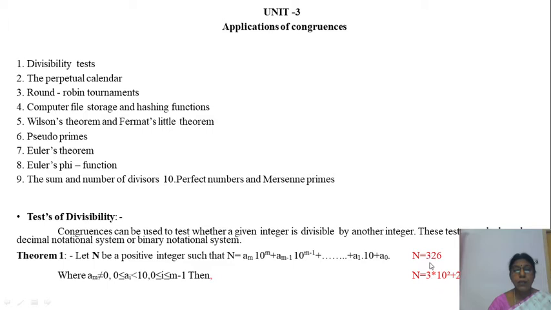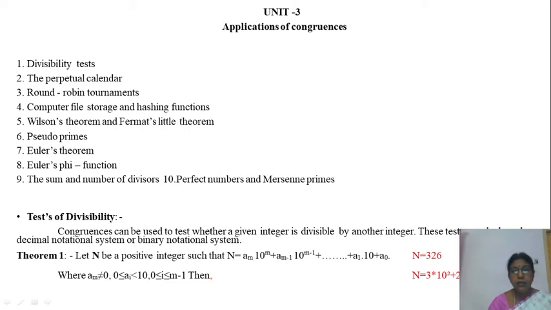So suppose this is a 3-digit number, you get up to 10 square. Suppose it is an m-digit number, you get up to 10 power m minus 1. So every number in the decimal system can be written in the form n equals am 10 power m plus am minus 1 10 power m minus 1 plus up to a1 10 power 1 plus a0. I think all of you understand it.